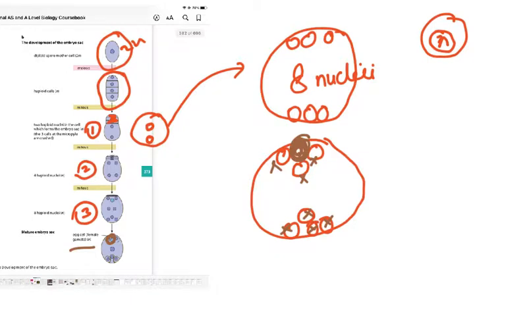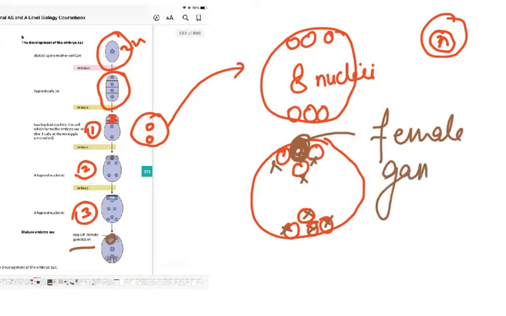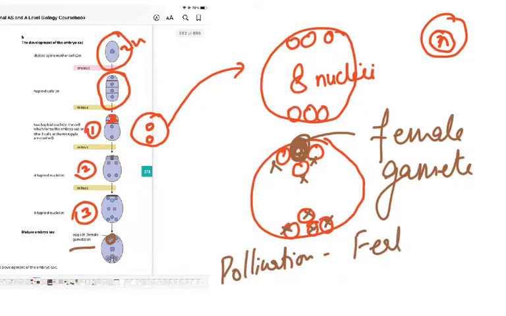So this is the embryo sac, a larger haploid nucleus divided by mitosis 3 times, forming 8 haploid nuclei. And one of these is the female gamete. Now at fertilization, this has to fuse with the male gamete nucleus, which is coming in the pollen grain. As you know, in plants, first we have pollination, which is transfer of pollen, and then we have fertilization. And after fertilization is fruit and seed formation.